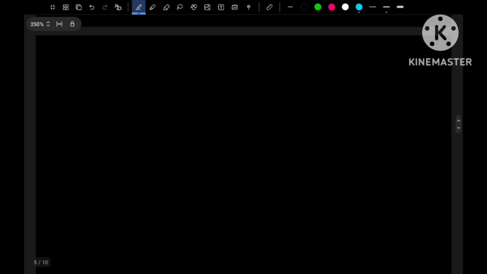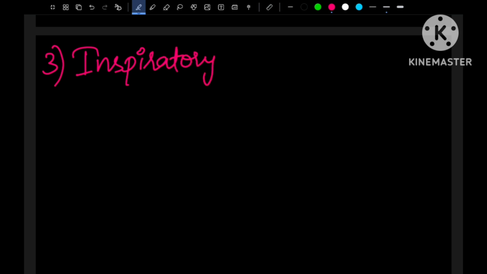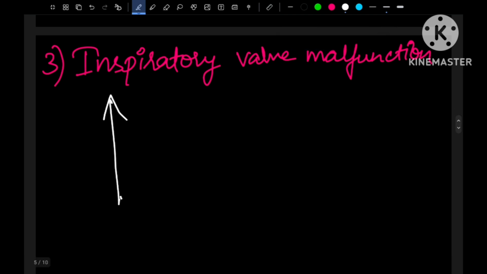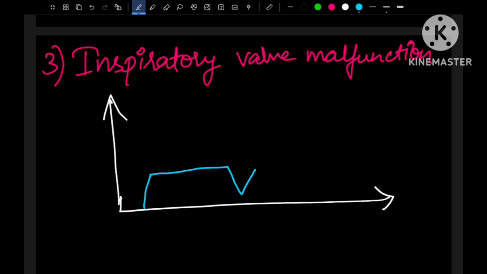It is also similar to expiratory valve malfunction. What is this? This is inspiratory valve malfunction. So what is the difference that we need to know? See, this diagram is similar to expiratory valve malfunction, but the expired carbon dioxide level is less. Okay, the expired carbon dioxide level is less.